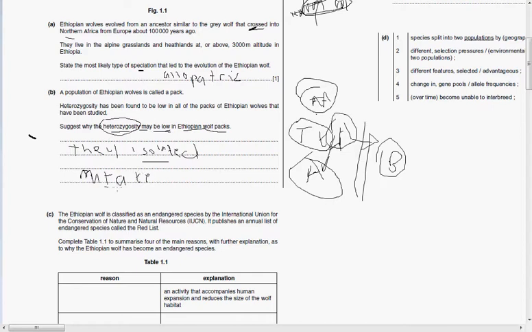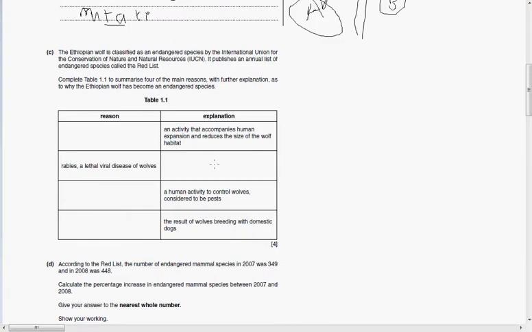So little mutation, there is isolation, and if there is isolation, no interbreeding, no breeding between the genetically different organisms, or the organisms with different genotypes than the one which we are given here, Ethiopian wolf packs. Then the other thing is, here we are given the reason.